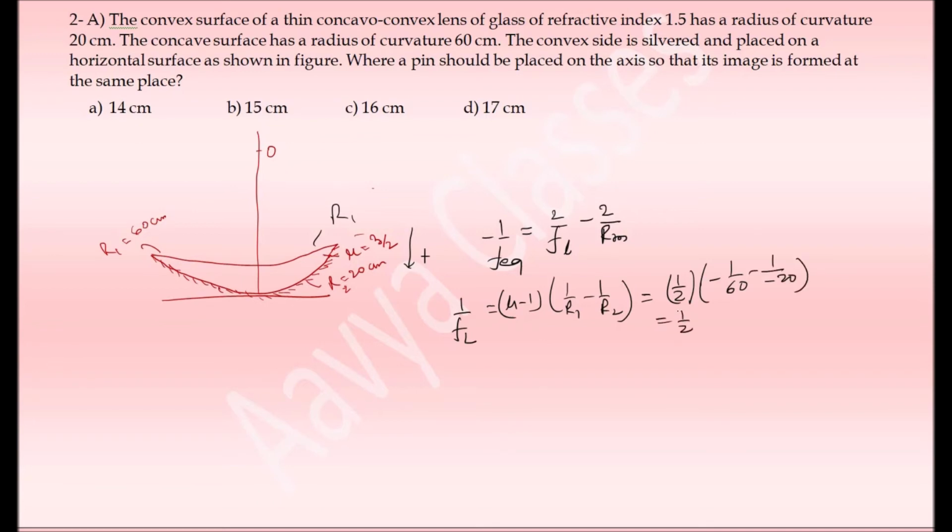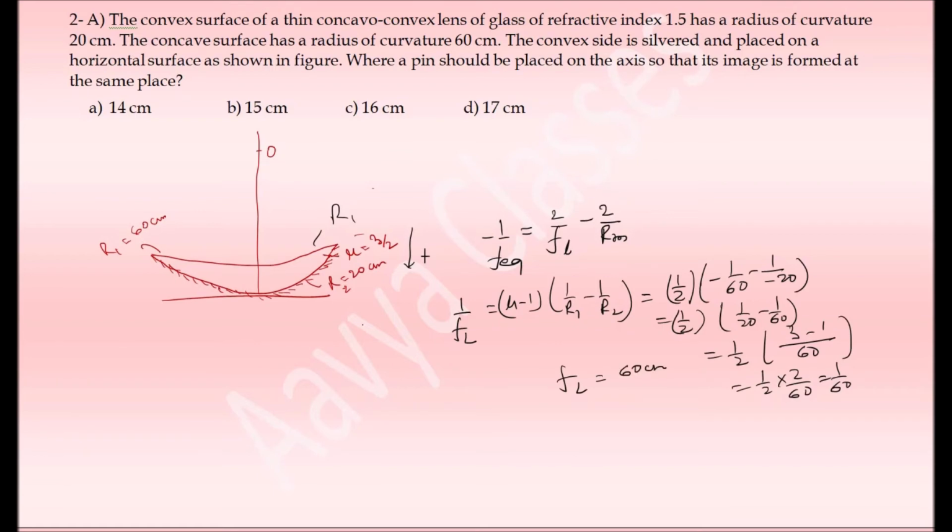So from there we get 1 by 2 into 1 by 20 minus 1 by 60, and so the focal length of the lens is equal to 60 centimeter.